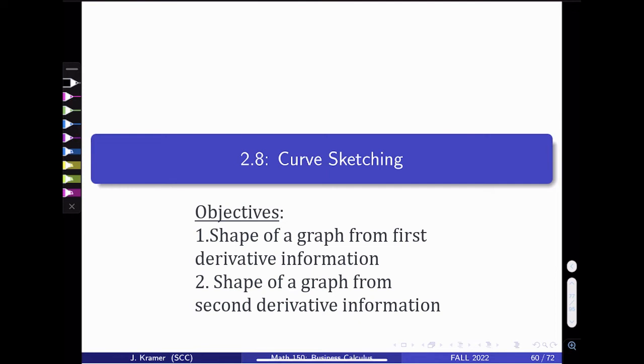This video will cover section 2.8 on curve sketching. The objectives of this video will be to discuss the first derivative information about the shape of a graph and the second derivative information about the shape of a graph.